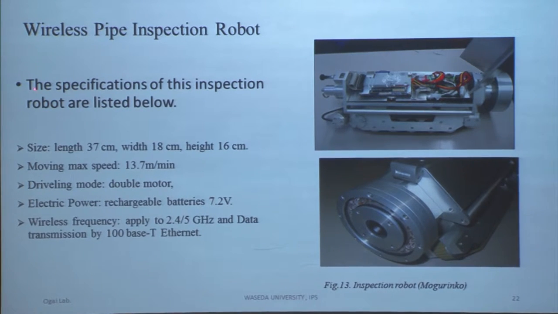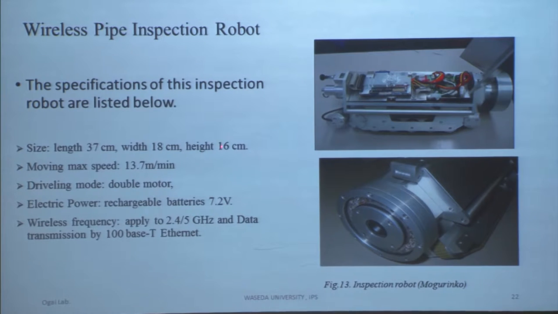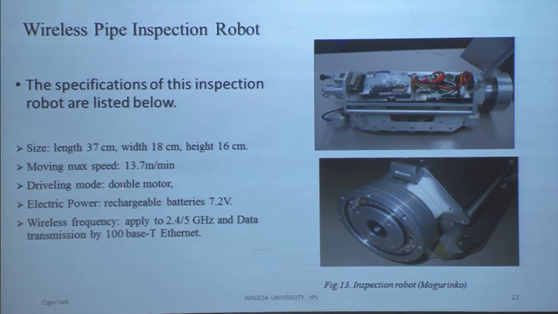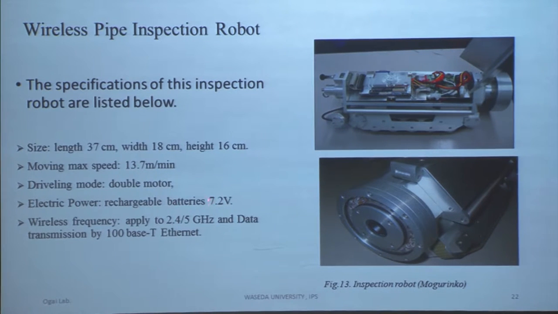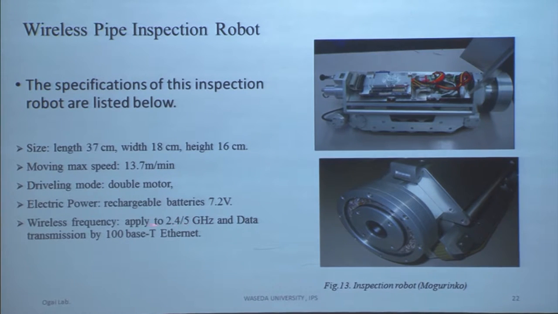The specifications of this inspection robot are listed below. The length is 37 centimeters, width 18 centimeters, height 16 centimeters. The maximum moving speed is 13.7 meters per minute. The moving drive has a double motor. The rechargeable battery is 7.2 volts, maybe here, back here. For wireless frequency, we can select 2.4 gigahertz or 5 gigahertz, and data transmission is by 1000BASE-T Ethernet.